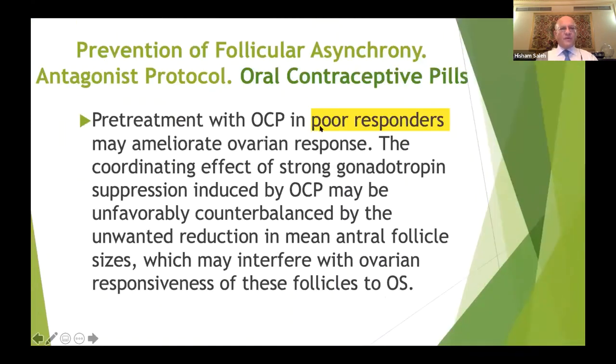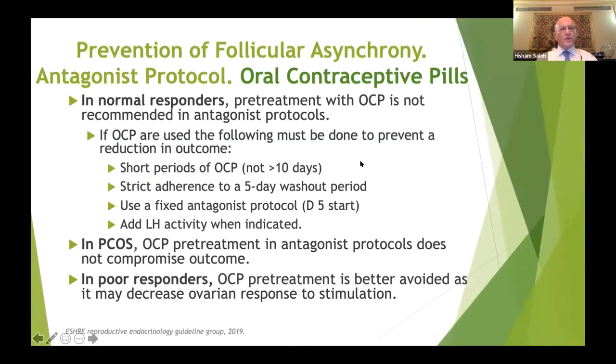Pretreatment with oral contraceptive pills in poor responders may ameliorate ovarian response. The beneficial effect of strong gonadotropin suppression induced by pills may be unfavorably counterbalanced by the unwanted reduction in mean antral follicle sizes, which may interfere with the responsiveness of these follicles to ovarian stimulation. So in poor responders, especially extreme poor responders, pills may deteriorate the condition, not improve it. So oral contraceptive pills with antagonist is a very controversial matter.